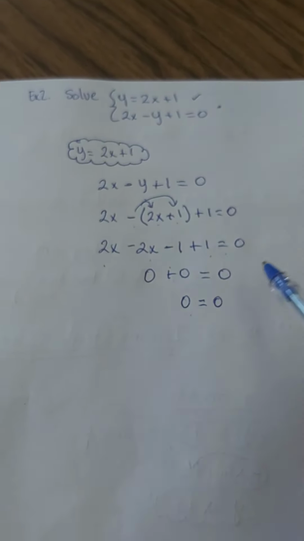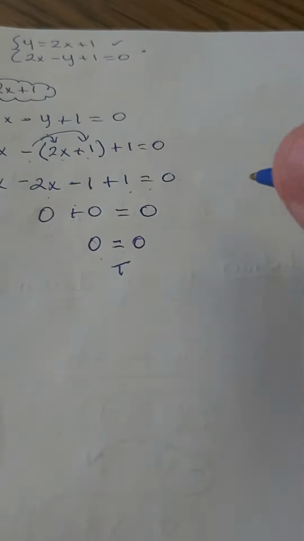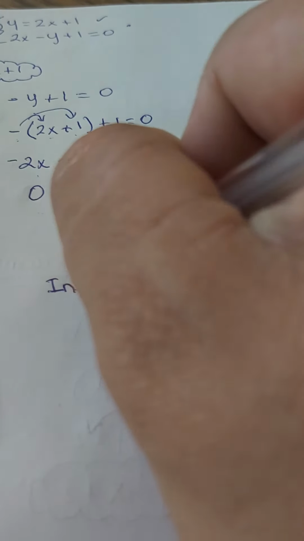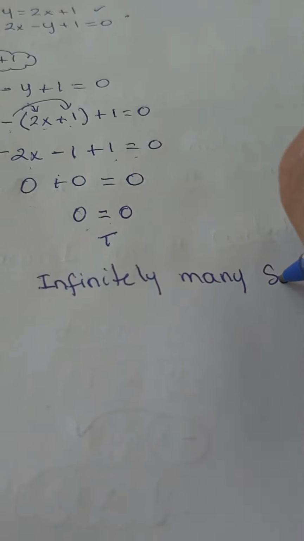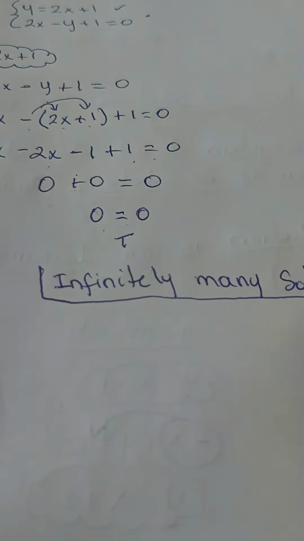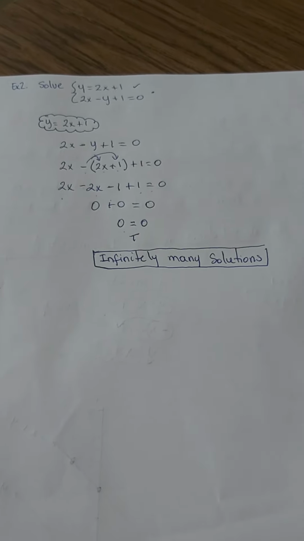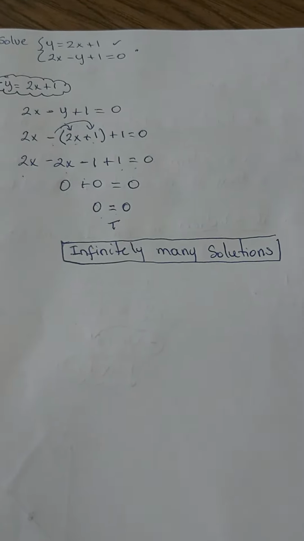Now, 0 is equal to 0. This is true. Since 0 equals 0, okay, since this is true, then our system will have infinitely many solutions. Okay, it has more than one solution. It has infinitely many solutions. What does this mean? Let's do this by graphing.